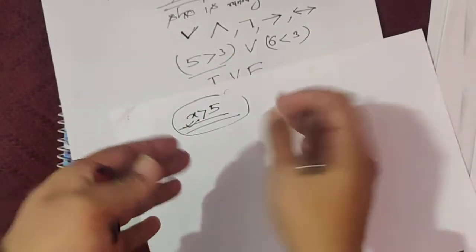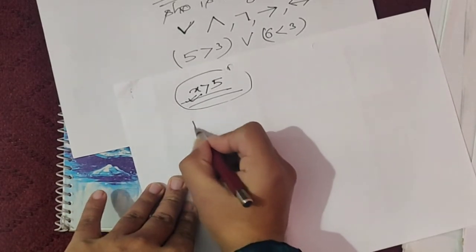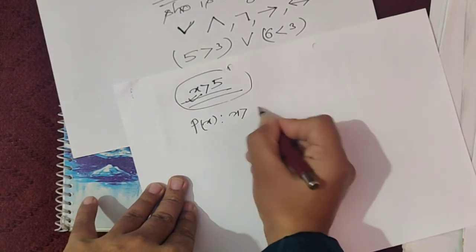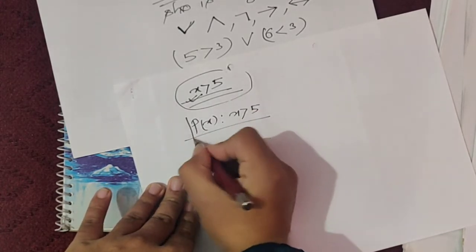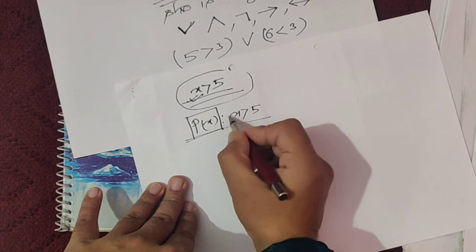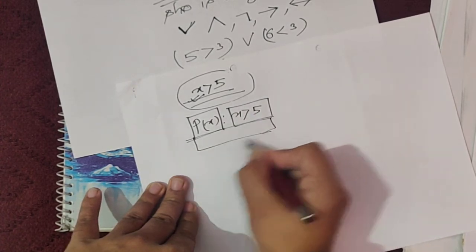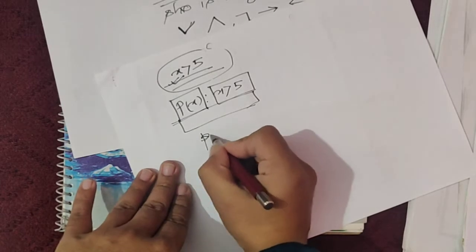So a new logic was developed, that is predicate logic, and in predicate logic it is written as P of X, where X is greater than 5. So this is known as a propositional function, and this is a statement, and this whole is known as predicate logic.